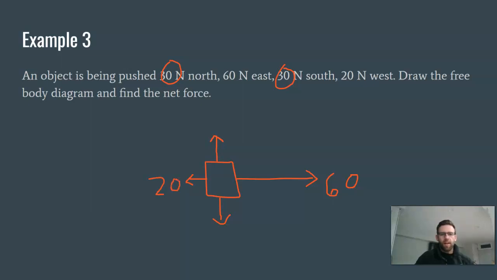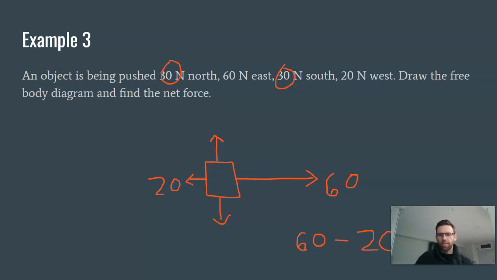All right, so for my net force, I would do 60 minus 20. Maybe I'll write that here if I can write it in this scribble. So it'd be like 60 minus 20. And so my net force would be 40. So I would say my net force is 40 newtons in the horizontal direction.